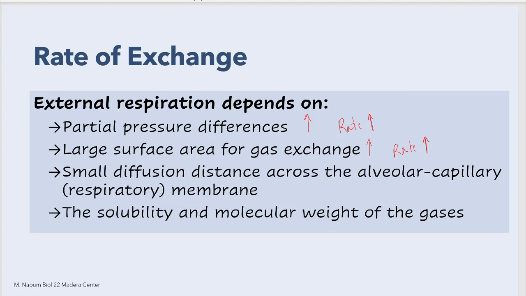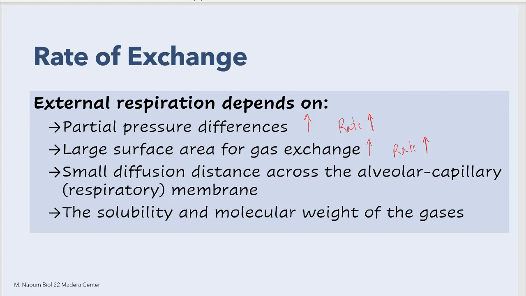However, the solubility of carbon dioxide is higher than oxygen. It's around 24 times higher, and we just discussed solubility. If it's 24 times more soluble, then that rate of exchange will go up pretty significantly. So taking into consideration the molecular weight and solubility, carbon dioxide will diffuse around 20 times faster compared to oxygen.